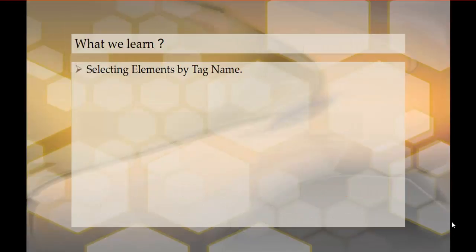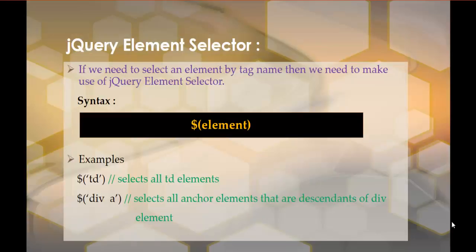In this session we are going to learn how we select an element by tag name. It's very simple. If we need to select an element by tag name, then we need to make use of the jQuery Element Selector, in the sense the jQuery tag selector. Here is the syntax: the dollar symbol, the factory function. Within that we have to pass the element name, in the sense the tag name.